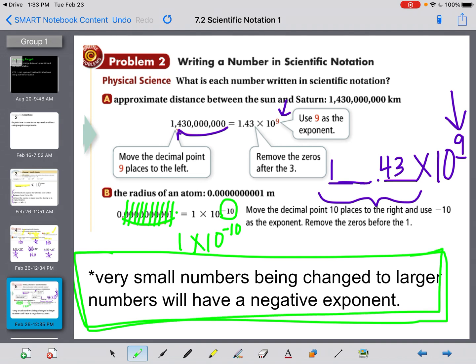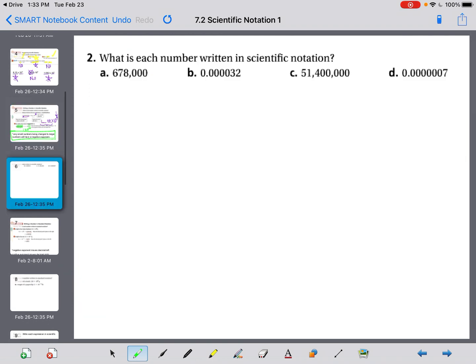If it's a very small number and we're changing it to a larger number, it's going to have a negative exponent. If it's a large number and we're making it smaller, it will have a positive exponent. Okay, we're going to actually try it right here. We're going to take these numbers and put them into scientific notation.